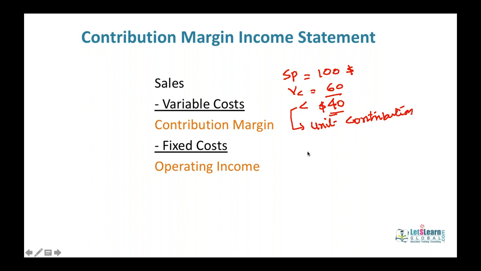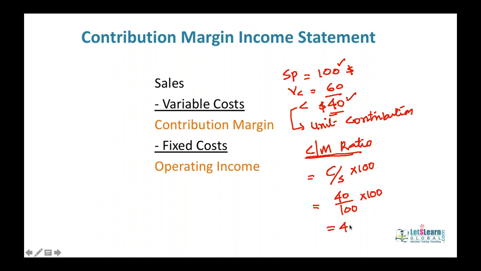If the same is expressed in percentage, it is called the profit volume ratio or contribution margin ratio. Contribution margin ratio equals contribution over sales times 100. It tells us what percentage of contribution is included in the selling price. Let me show you here. Contribution is $40, selling price is $100, times 100 to get the percentage. It is 40%.